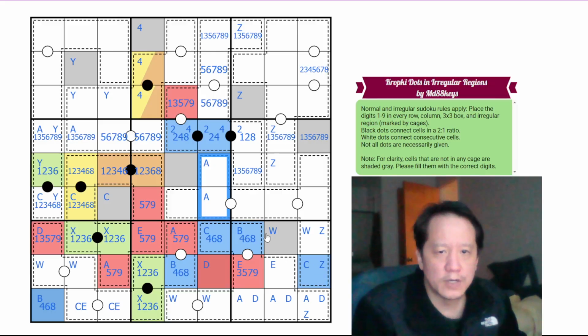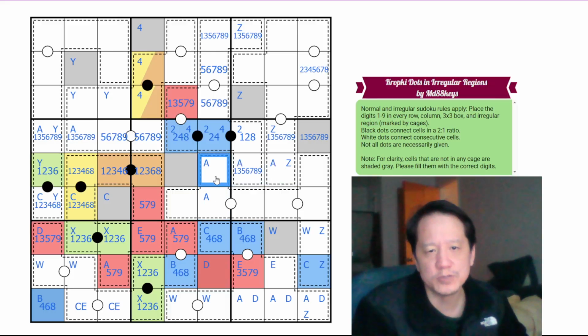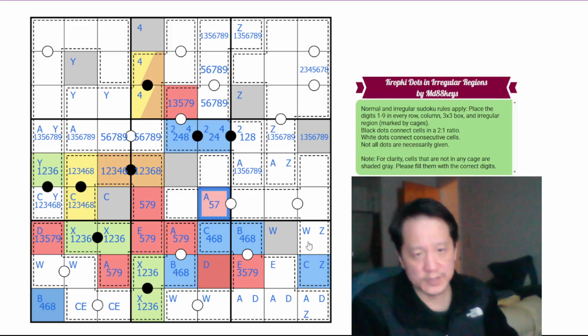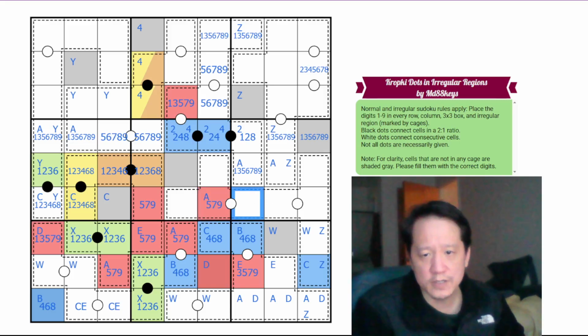Oh, well, where's A in the row? Well, where's A in box 6? Can't be here because of A in the row. Can't be here because of A in the cage, so A has to be one of these two, which means this cannot be A. This is A here and is odd. So it's 5, 7, 9, which is next to an even.